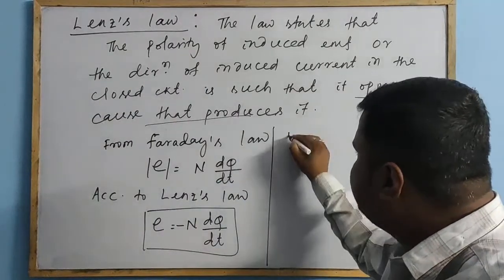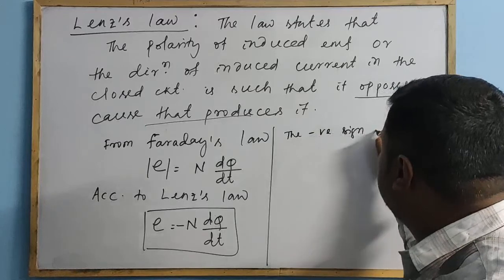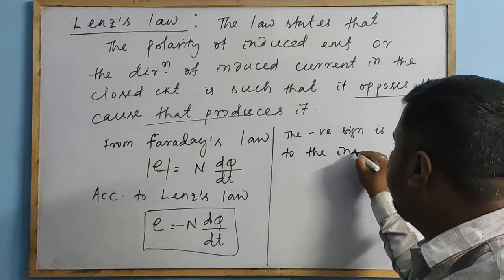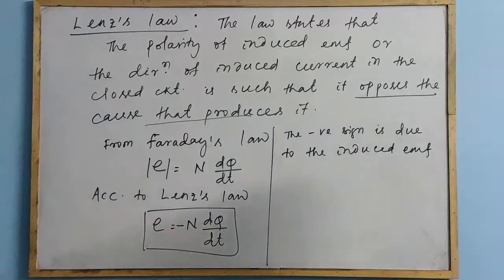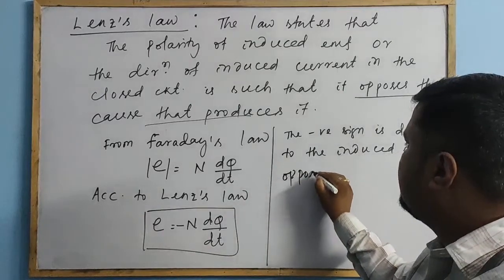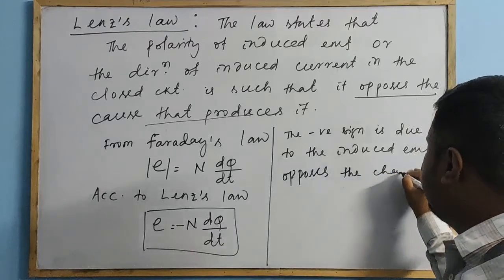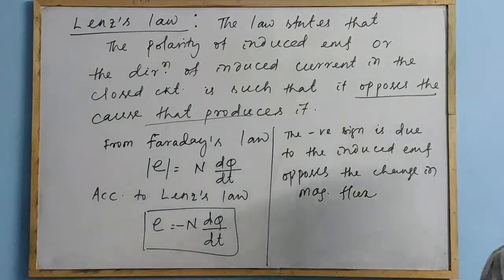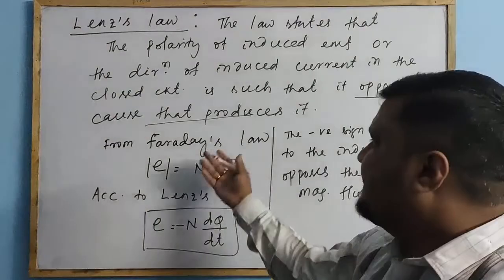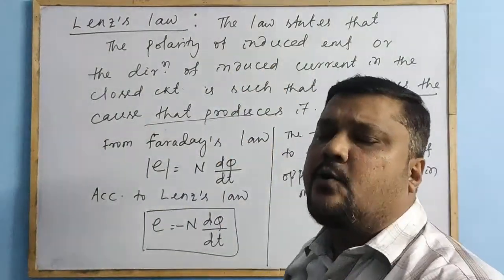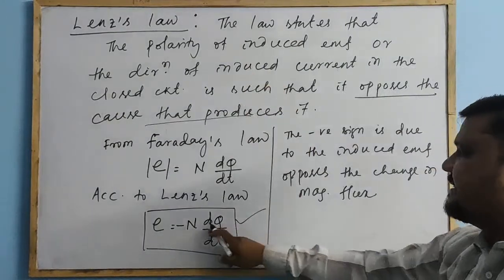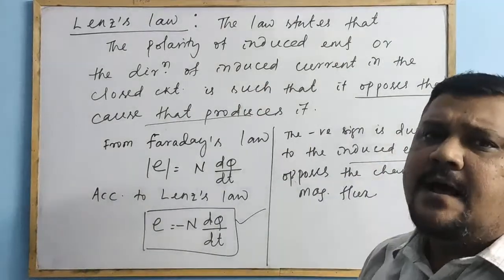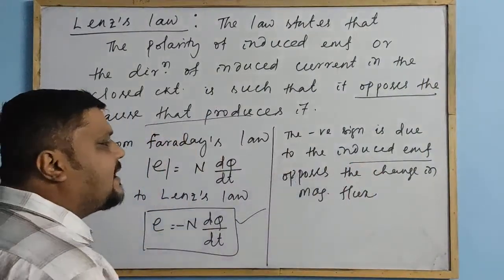So you can write: the negative sign is due to the induced EMF opposing the change in magnetic flux. That is the Lenz law, and this is the statement. Right? This is a 2-mark question. Take Lenz law and write this with the negative sign. The negative sign is due to the induced EMF, or you can say induced current, opposing the change in magnetic flux.